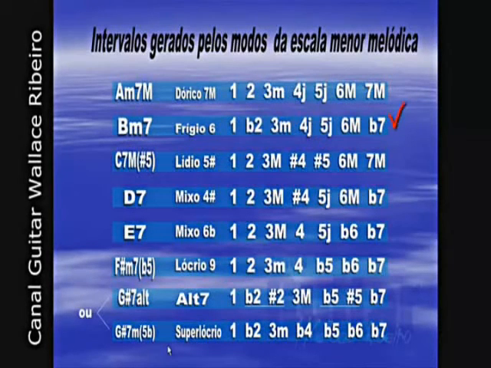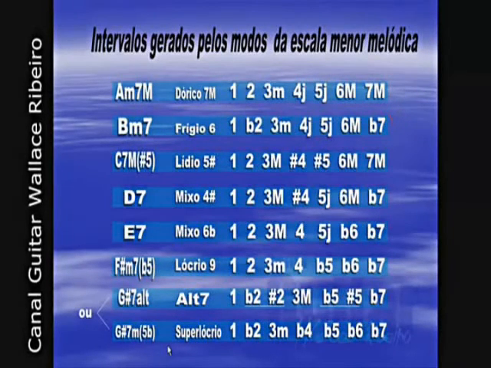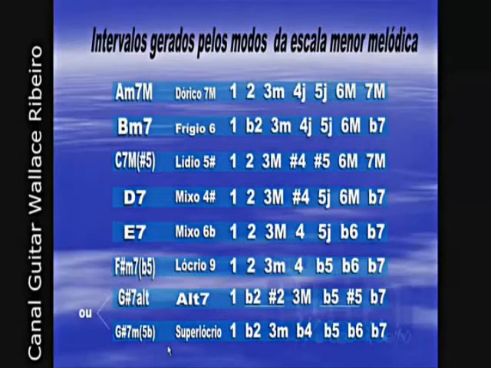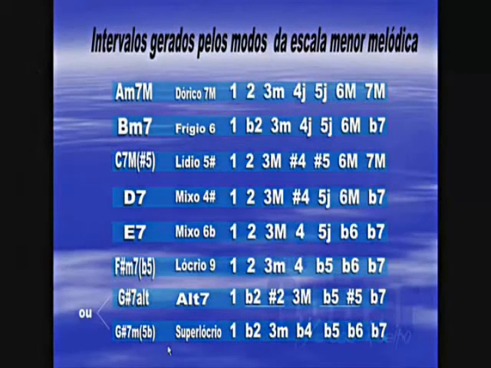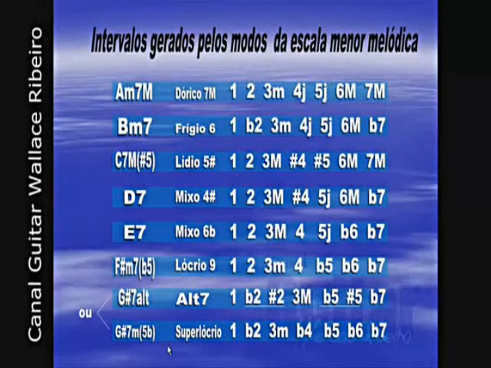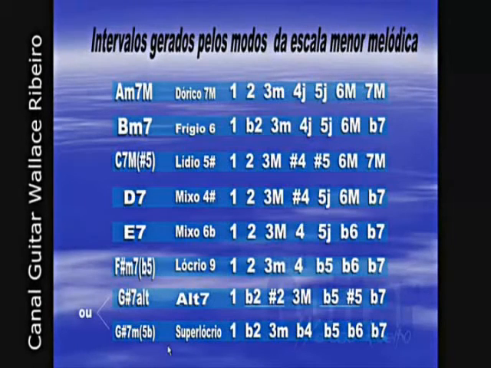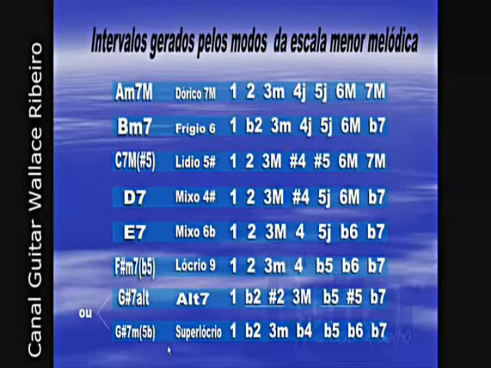In the second mode we have the B minor 7 chord. It's also called Phrygian 6. Phrygian is the third mode of the major scale. It has a minor 6, but in this case it has a major 6 instead.